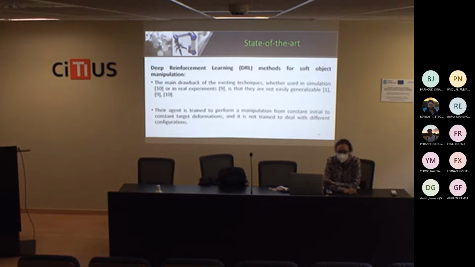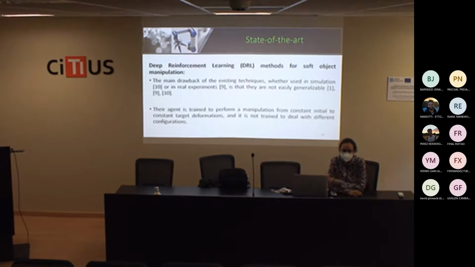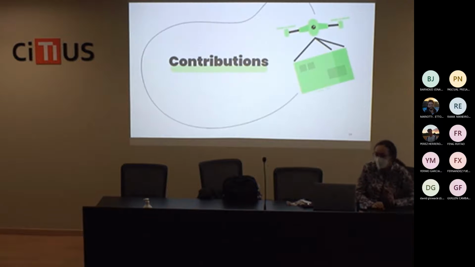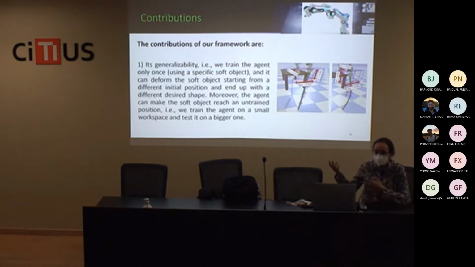So the main drawback of this technique, as I showed, is that their framework is not easily generalizable, since they usually start from the same initial configuration and end up with the same final deformation. And this was used in the training and in the testing phase, so we cannot really deal with other configurations. This is one of my main contributions: within my framework, the robot is able to deform this DLO by starting from different configurations and ending up with different configurations.